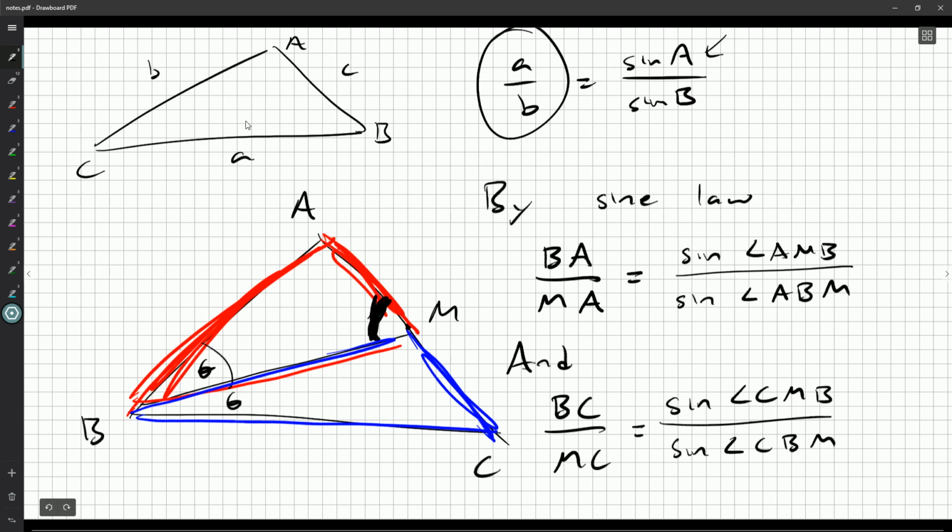Okay. Now I know that this angle and this angle are the same. That's what they tell me in the question. But what about these angles? Well, there's one of them here and the other one here. They add up to 180. So what do we know about supplementary angles? Angles that add up to 180 when it comes to sines.